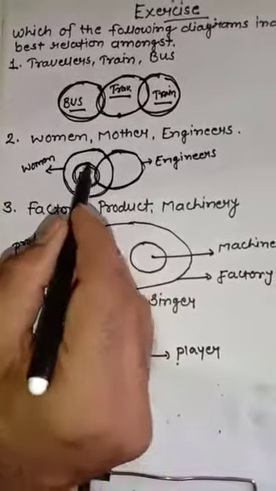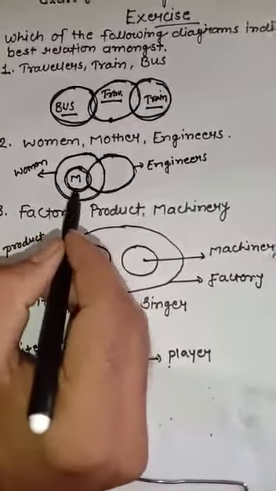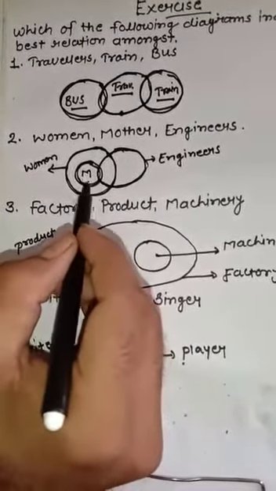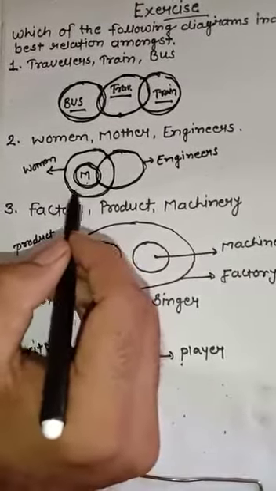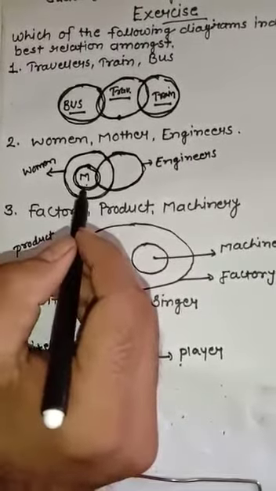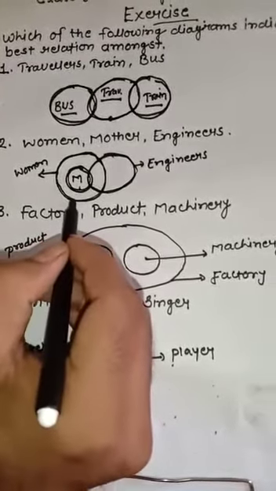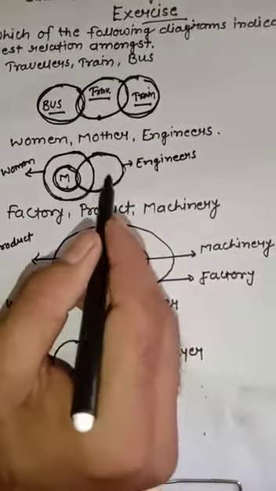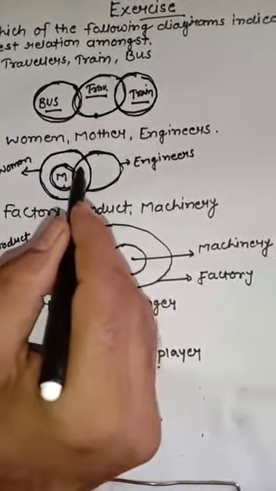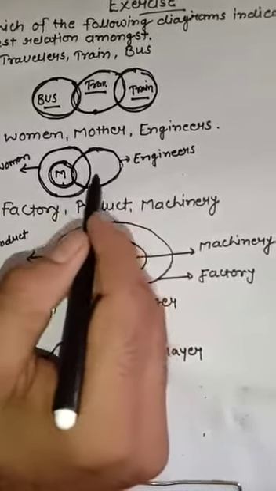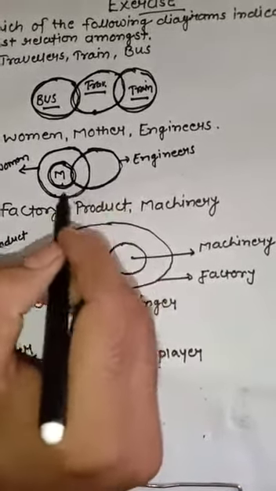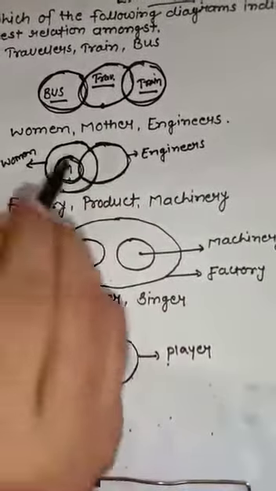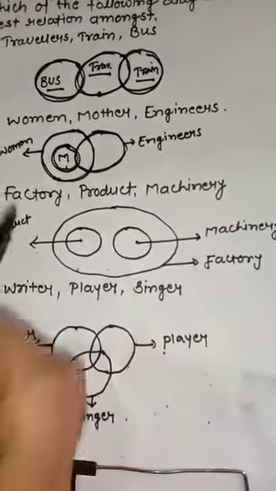Now this small circle represents mother, which means all the mothers are women. That is absolutely right, because who is a mother? A woman who is a mother is definitely a woman. So all the mothers are women, but some women can be engineers, yes they can be, and some mothers who are women also can be engineers. That's why this circle of engineer cuts both woman and mother. So this will be the Venn diagram representation of the second question.